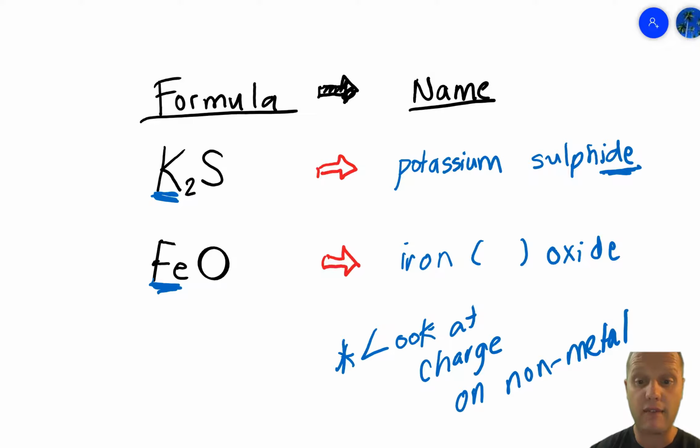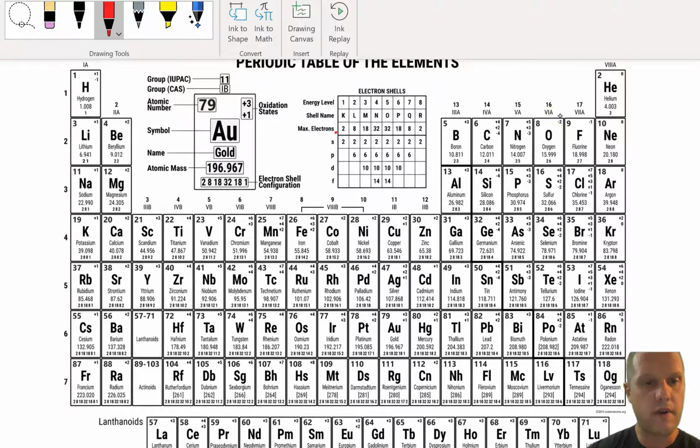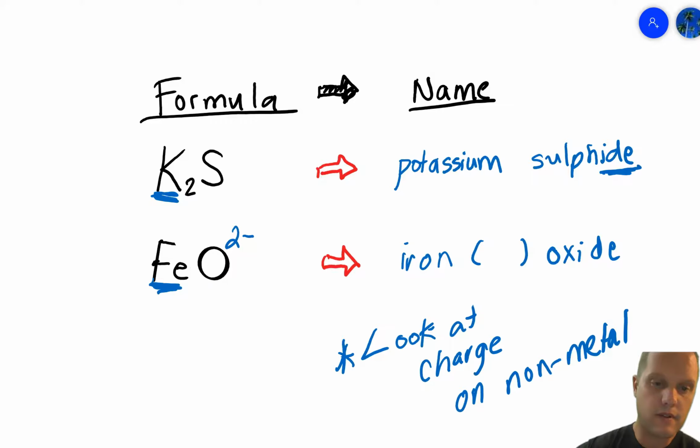For the second one, I have iron bracket oxide. I've included those brackets because iron can have multiple charges. Now here's a big hint. Look at the charge of the nonmetal to help you determine the charge on the metal. So if we look at our nonmetal for iron oxide, we can see that oxygen has a 2 negative charge. Again, remember, iron can have multiple charges, 2 plus, 3 plus, or 6 plus. So in this case, iron could have a 2, it could have a 3, or it could have a 6.